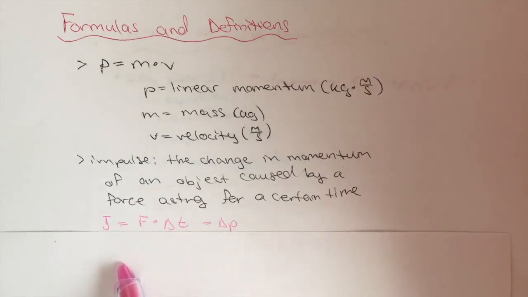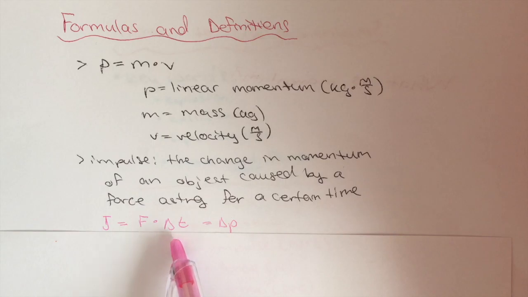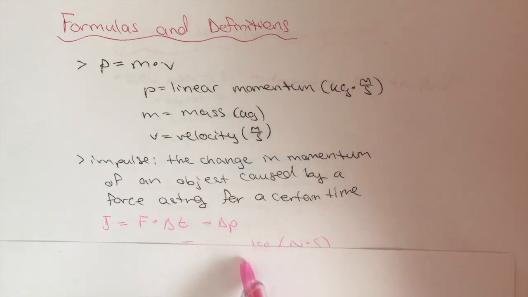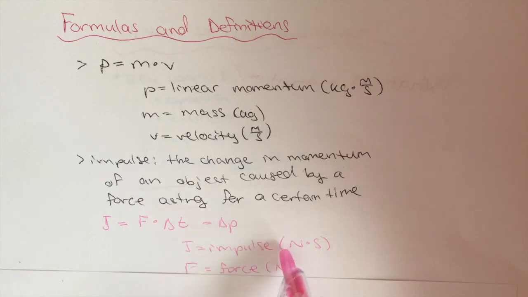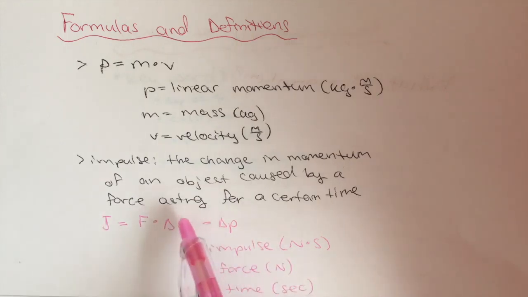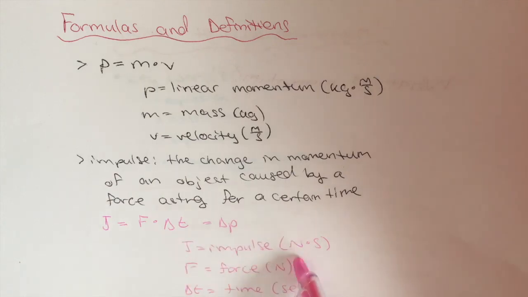So impulse is the force times the change in time, which is equal to the change in momentum, where J is representative of impulse, F is force, and the change in time is time. And you can see how force is measured in newtons and time is measured in seconds, so the impulse is newtons times seconds.